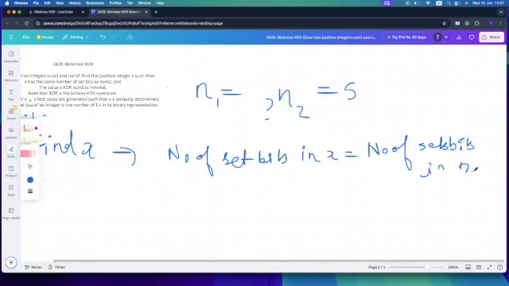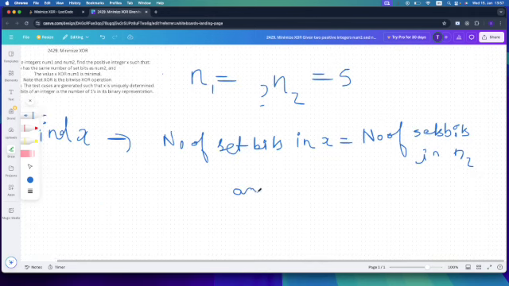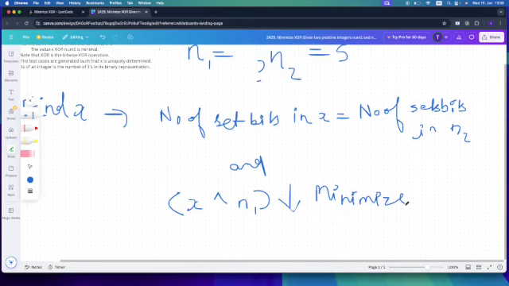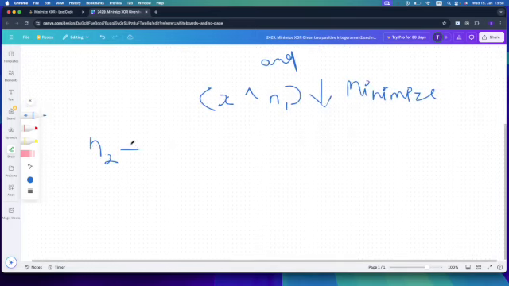So basically you need a number x where the number of set bits in x should be equal to the number of set bits in n2, and x XOR n1 should be as minimum as possible. This we have to minimize. The intuition behind this problem is that the x should contain set bits equal to n2. So the first step is to calculate the number of set bits in n2. Let's say SB is the number of set bits in n2.